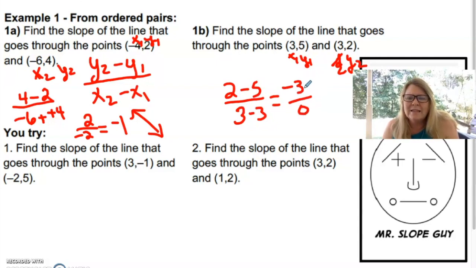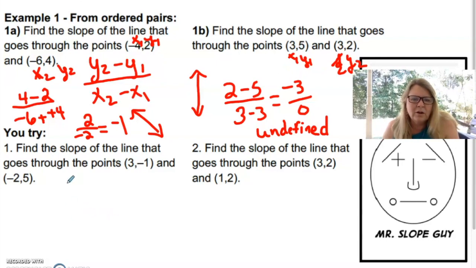So this is not a zero slope. This is where you have a 0 in the denominator. You can't do that. You can't divide by 0. So this is said to have an undefined slope. If you go back and review the slope man right here, you can remember that if it has an undefined slope, then it's a vertical line. And you can see that it is because the x values are the same here. That means that it's a vertical line.